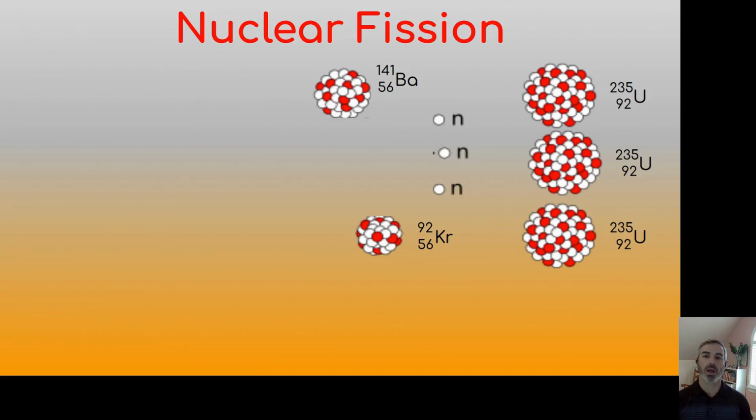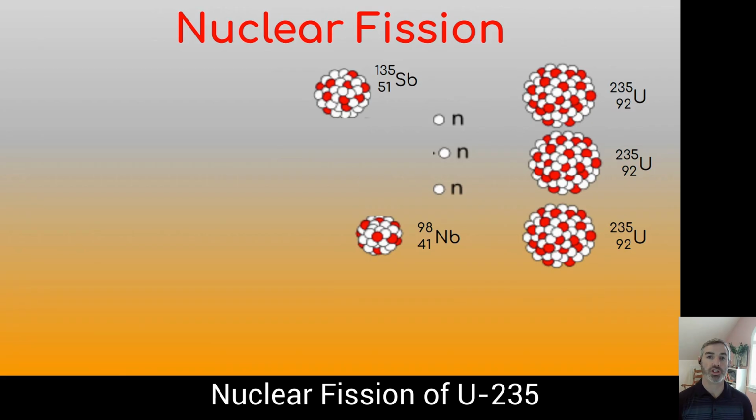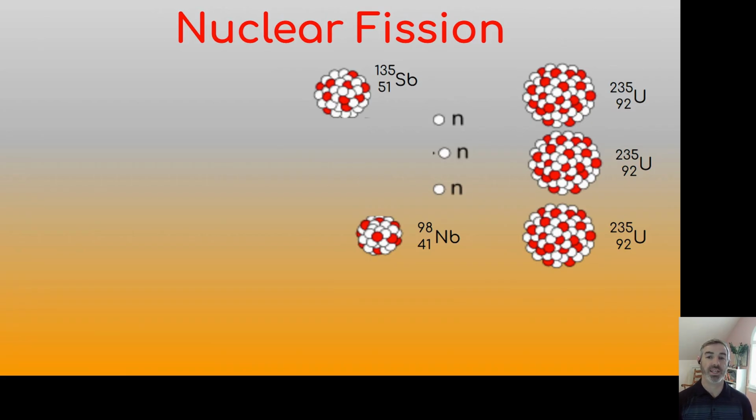Now, barium and krypton are just two of the products that potentially could be produced in this nuclear fission process. There are other processes that can occur. So xenon and strontium could be a product, iodine and yttrium, antimony and niobium, to name several breakdowns of U-235. But the key is that three neutrons are produced, which is what causes that chain reaction to cause the U-235 to continue to break down.